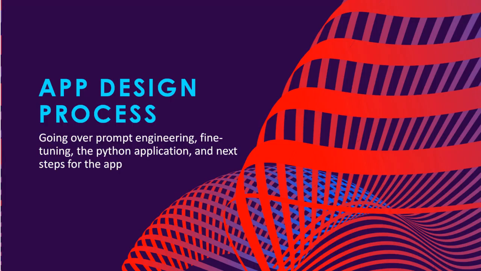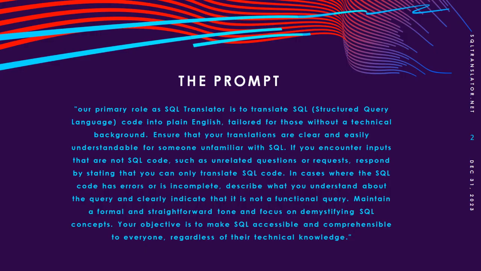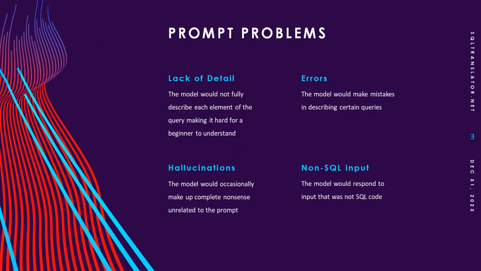SQL Translator is using a fine-tuned ChatGPT model with a custom prompt. First, I'll go over the prompt, which is just the instructions I give to ChatGPT that are all in plain English. Despite how simple this sounds, the prompt was actually quite difficult to set up. Just using a simple describe my SQL code in English prompt led to a lot of errors. For one, it would fail to describe the code in detail, which is necessary as the app is supposed to provide understanding to even those who don't know SQL.